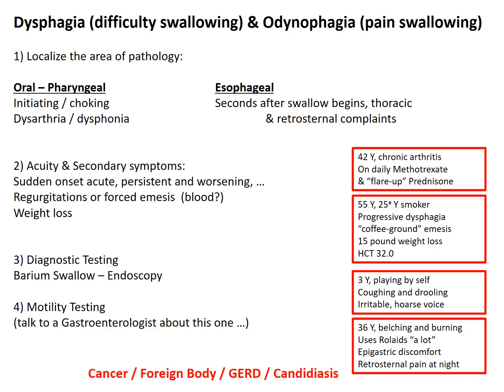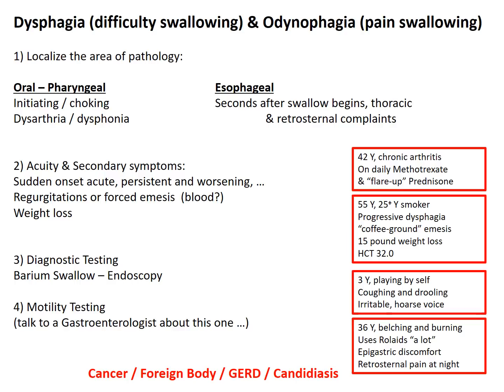If the individual has symptoms seconds after swallowing begins and has thoracic or retrosternal complaints, that's probably an individual who has more distal esophageal pathology. So we can look at the acuity and other types of symptoms. Is it sudden onset versus happening a couple seconds after swallowing has initiated? Other things to determine, are they having respiratory symptoms? Are they regurgitating? Is blood coming up in the regurgitation?